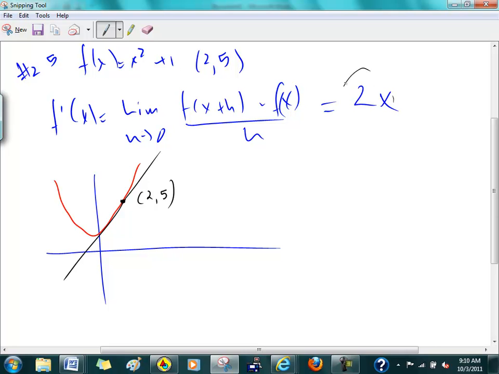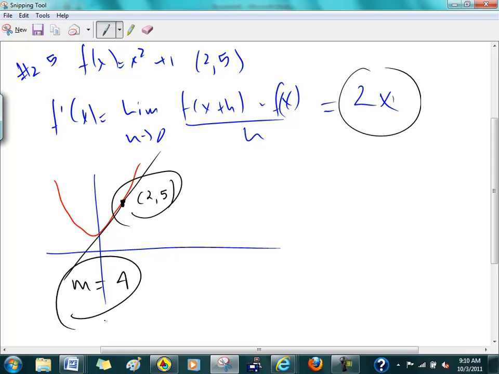Isn't it 2x? Right? Because remember, what is the derivative? It is the slope of the tangent line at any point on the curve. The point on the curve has an x value of 2. If you shove 2 in there, what is the slope of this line? 4. Do you know how to write the equation of a line given a point and a slope? Is everybody okay on that?